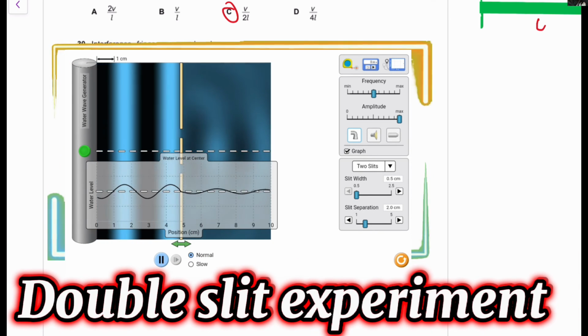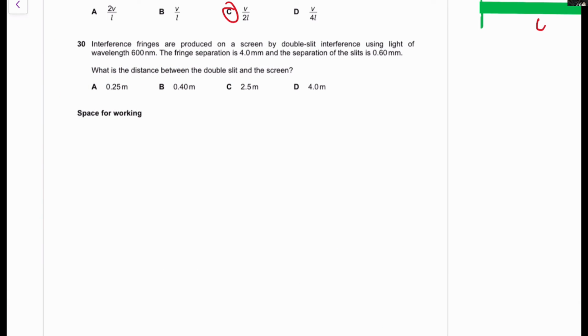Then question 30, we're given an interference fringe that is produced on a screen by a double slit interference experiment using light of wavelength 600 nanometers. So that's the double slit experiment, as you can see on the screen. The fringe separation is 4 millimeters, and the separation of the slits is 0.60 millimeters. There's a relationship that you're supposed to know for AS level physics. You're supposed to know this definition by heart, guys. So we know that lambda is equivalent to ax divided by D. So the value of D is going to be equivalent to ax divided by lambda.